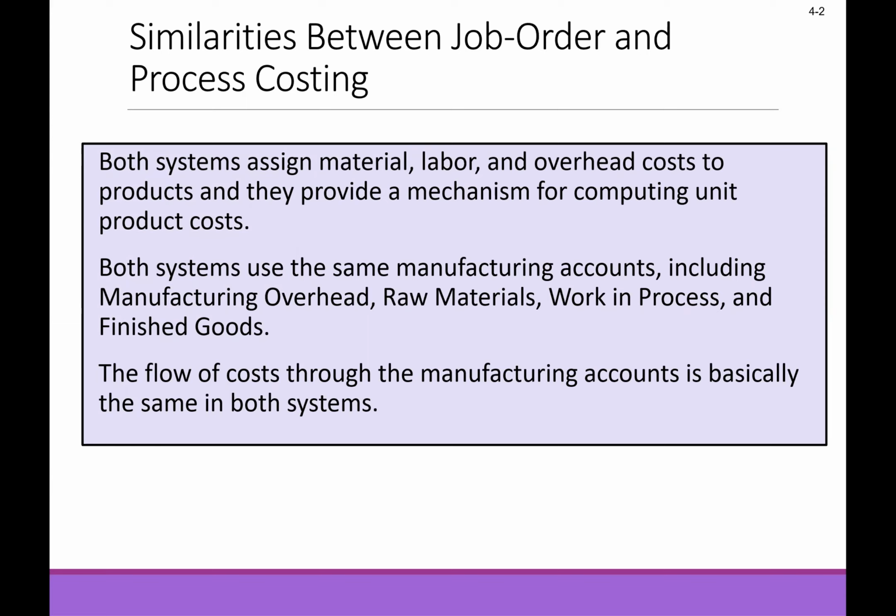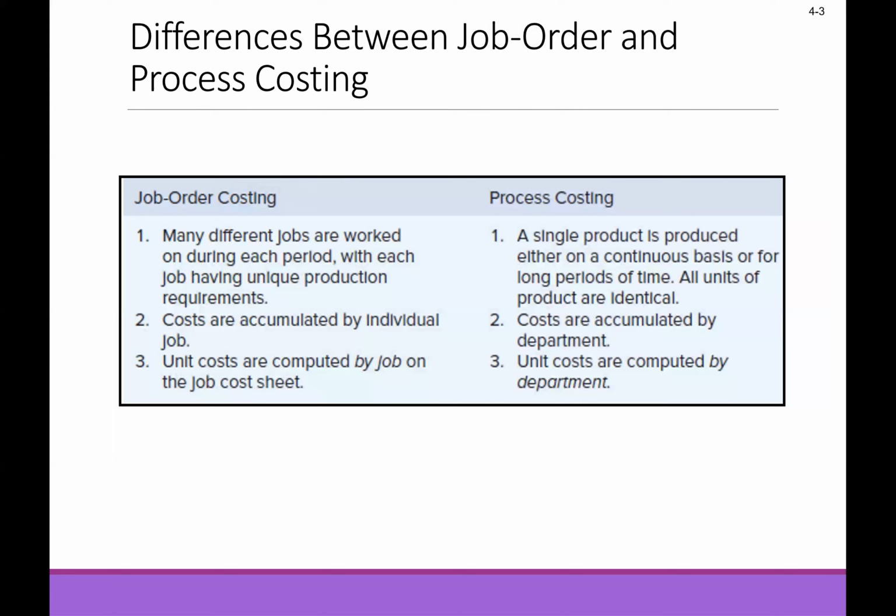So we've talked about job order costing for 2 weeks. And in both processes, we still assign the materials, the labor, and the overhead to products. Both systems are going to use the same accounts that we're familiar with: manufacturing overhead, raw materials, work in process, and finished goods. And we flow those costs similarly, but here's where the difference is.